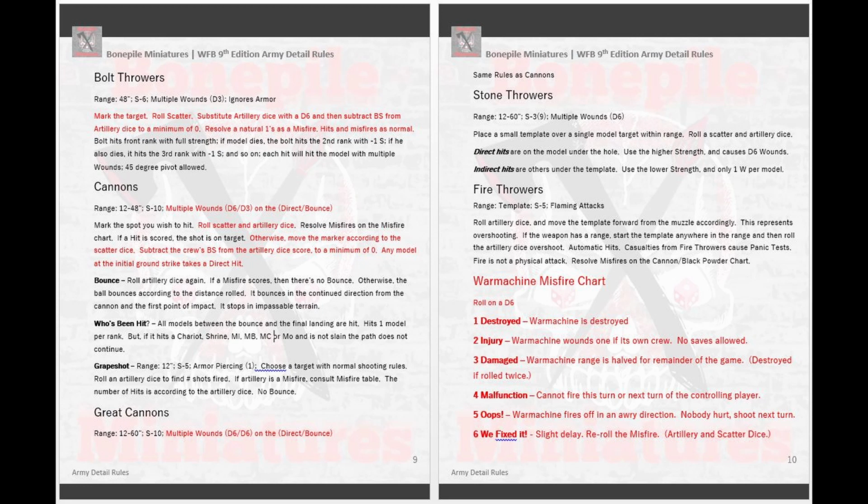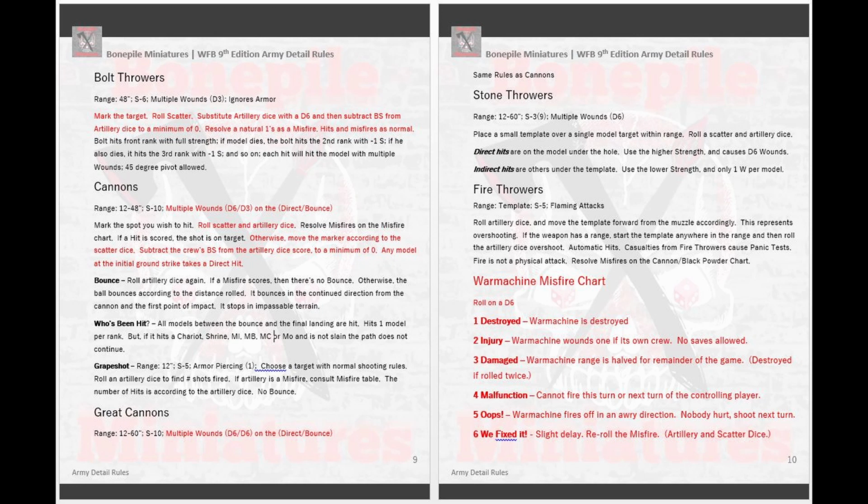And then the procedure is to mark the spot you are aiming for with some kind of a coin or bingo chip or whatever that's about 1 inch in diameter, and then roll the scatter and artillery dice. Resolve the misfires on the misfire chart, and if a hit is scored, the shot is on target. Otherwise, move the marker according to the scatter dice direction. Then, subtract the crew's ballistic skill from the artillery dice score to a minimum of 0. Any model at the initial ground strike takes a direct hit.